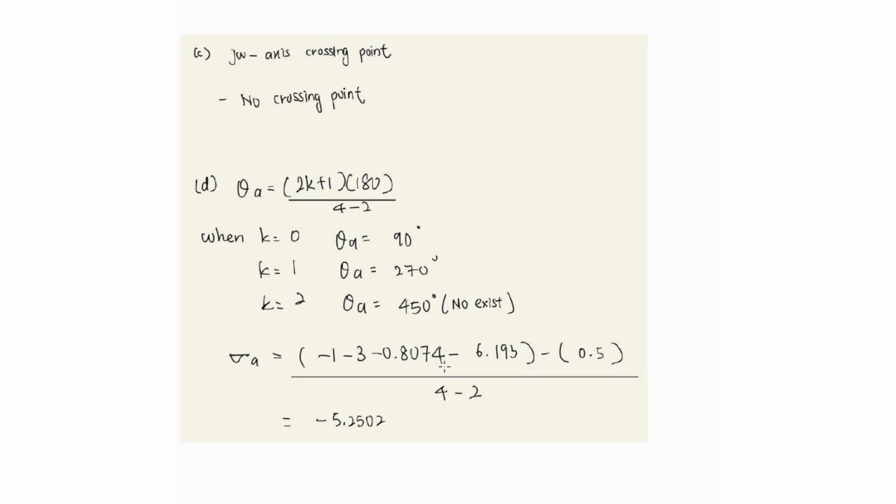For the real exit sigma a, using the formula with negative 1, negative 3, minus 0.8074, minus 6.195, minus 0.5, over 4 minus 2, we get the real exit.